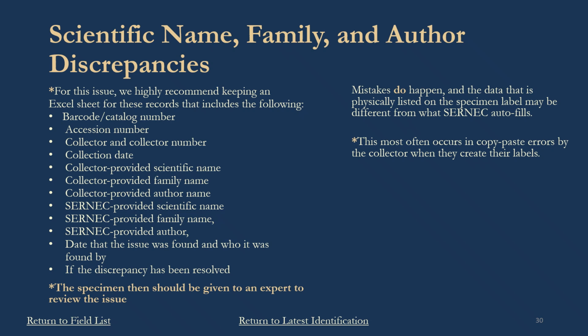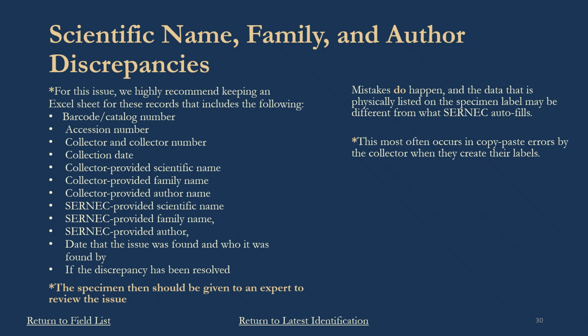For this issue, the best practice is to record these incidents. We highly recommend keeping an Excel sheet that includes the following information: barcode or catalog number, accession number, collector and collection number, collection date, collector provided scientific name, family name, and author name, Cernek provided scientific name, family name, and author name, the date that the issue was found and who it was found by, and if the discrepancy has been resolved.